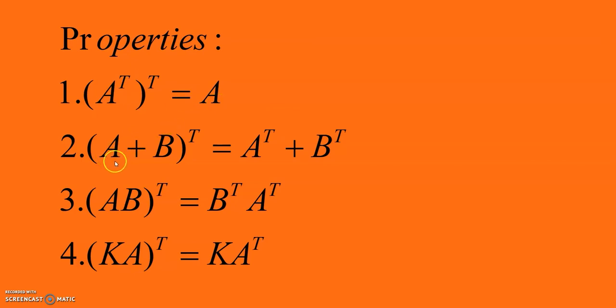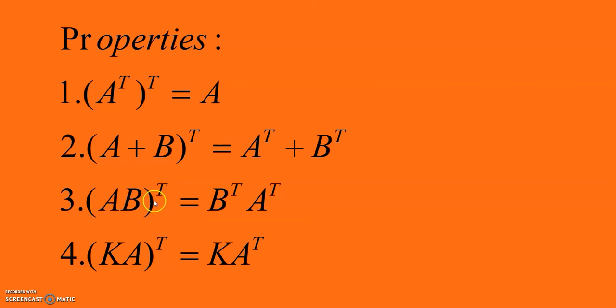The second property says (A plus B) whole transpose and A transpose plus B transpose will be both equal matrices. Either you first write A plus B, add A and B and then write the transpose, or you write A transpose and B transpose and then add, both will be the same matrices. The third property says (AB) whole transpose, A into B. You multiply A and B matrix together, then write the transpose, or you write the transpose of B and transpose of A and then multiply, then both of these will be equal.